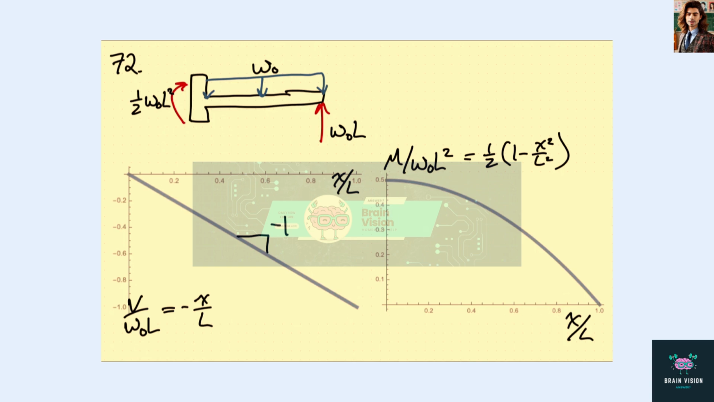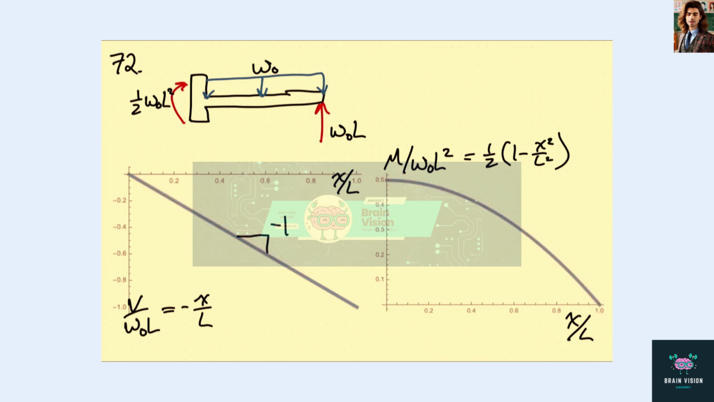Then if we come over here, we can see that the slope of this curve is actually the value of this curve. So up here we have a zero slope, and down here we have a slope of -1 if we plot M over omega naught L squared and x over L. If this is linear, then this is quadratic. So we have a parabola that comes this way.